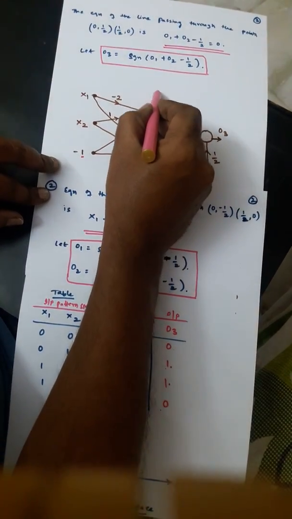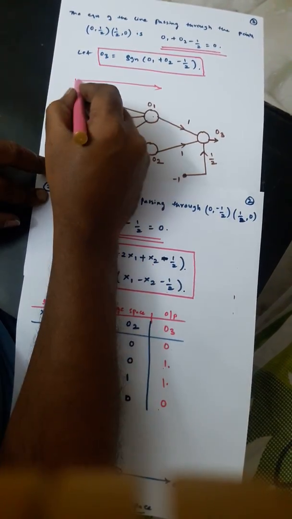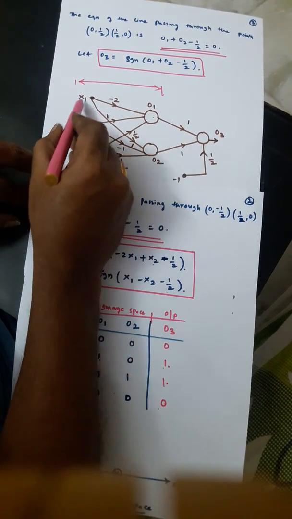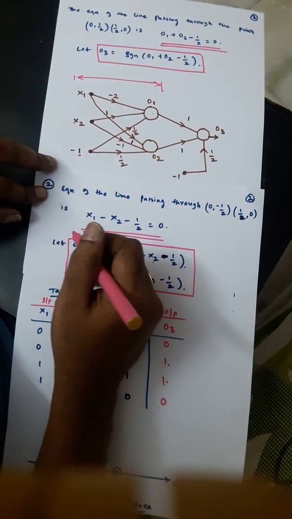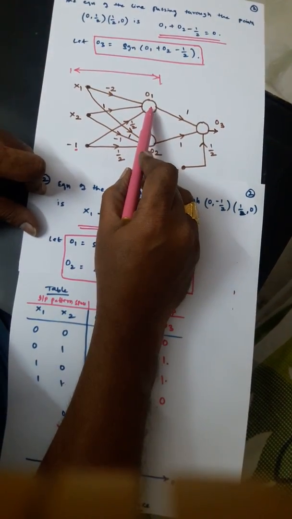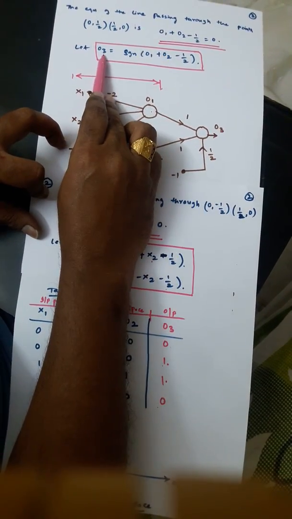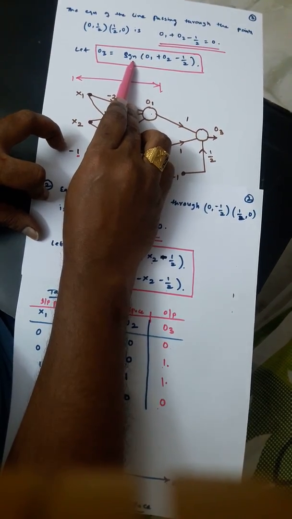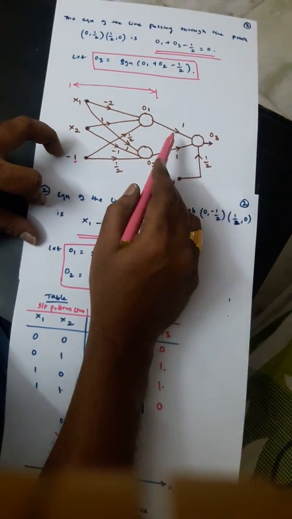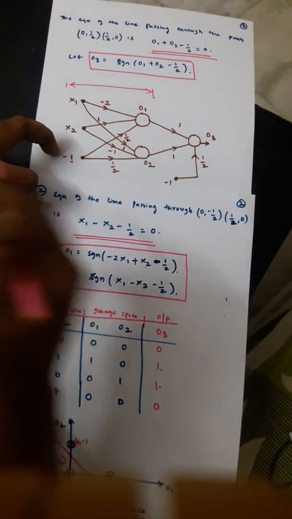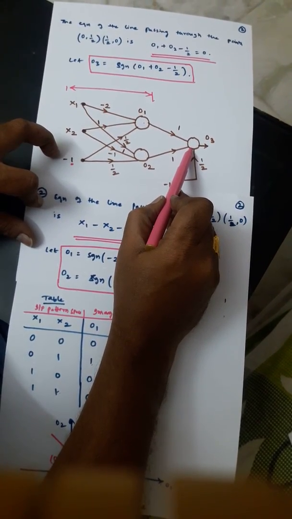So this particular portion indicates the conversion of the given input pattern space into image space. Okay, later on, from O1 and O2, what is the equation governing the output? O3, which is nothing but signum of O1 plus O2 minus 1 by 2. Let us try to draw the neural network related to this. O3 is the final output.